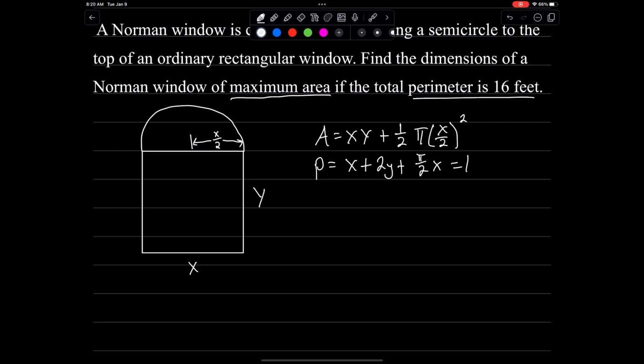We know this is 16, so what we're going to do now is solve for y. And I'm choosing y because I only have one y in my primary equation, so it's just going to be the easiest to solve for. We've got 2y is equal to 16 minus x minus pi over 2 x. So y is 8 minus x over 2 minus pi over 4 x.